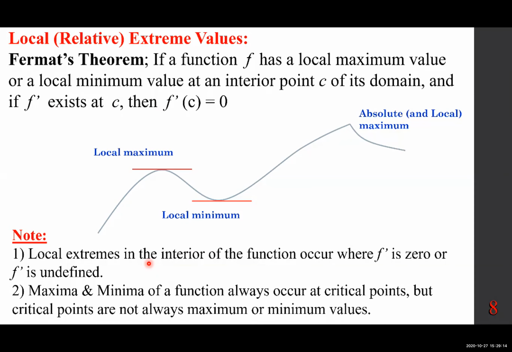Meaning, local extremes in the interior of the function occur when f prime is 0 or f prime is undefined. However, maxima and minima of a function always occur at critical points, but critical points are not always maximum or minimum values, okay? So if something is a maximum or minimum, the points that they occur at are considered critical points. But if you happen to have a critical point, it doesn't mean you have a max or min, okay? You could or you could not.